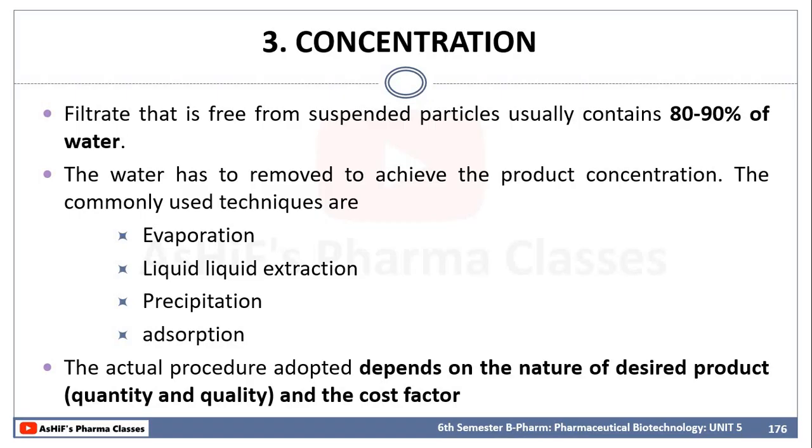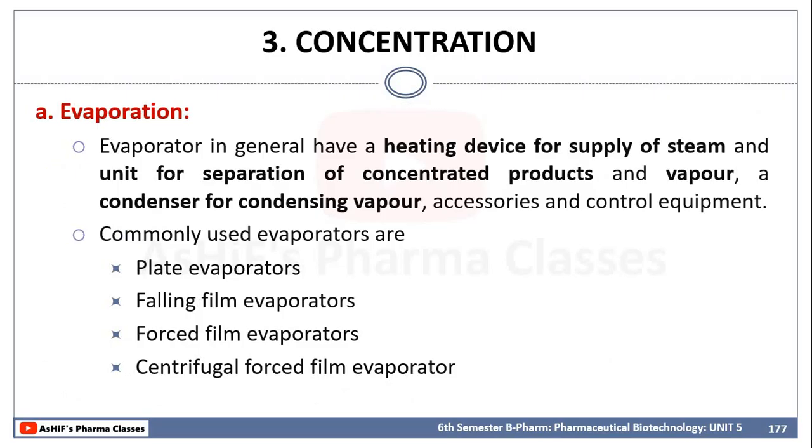If first we have separated solid from liquid, then we have released the intracellular products into the liquid. So in this liquid itself, there will be almost 90% of the water content. So we have to remove the water content by evaporation or liquid extraction or precipitation or adsorption. So there are different types of methods. So first one is evaporation, as the name indicates. By giving heat, we have to evaporate the excess of water.